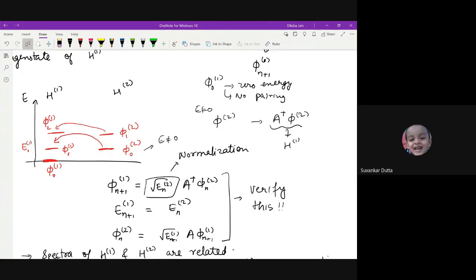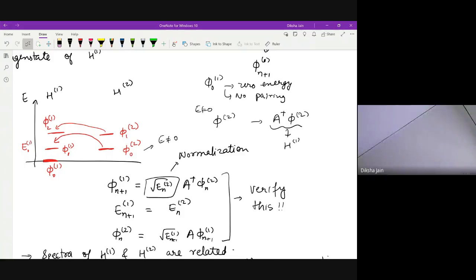Okay. Nice. But if you add a generic perturbation, then SU3 will be broken. That means the degeneracy will be lifted, and then it's a different story. Okay. Sorry, Diksha, continue.